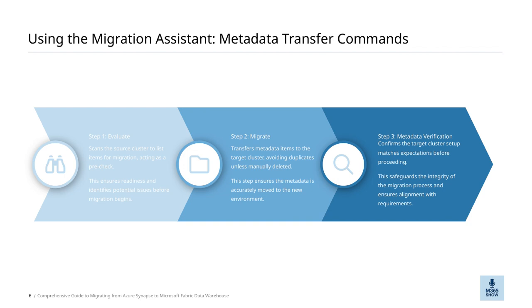Here, the system scans the source cluster to list all the items that need to be migrated. Think of this as a pre-check. It helps us verify what's ready to go and highlights any potential issues before we start the actual transfer. This step ensures that the metadata moves accurately to the new environment, avoiding duplicates unless we decide to manually delete them. Finally, we have step 1, which is evaluating the source.